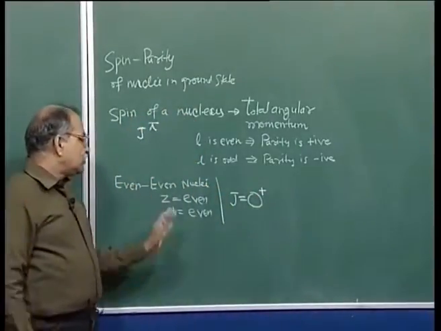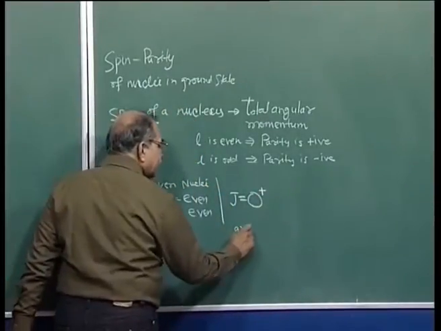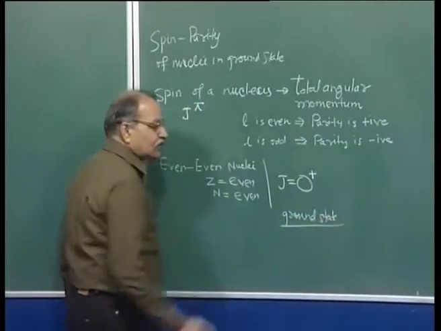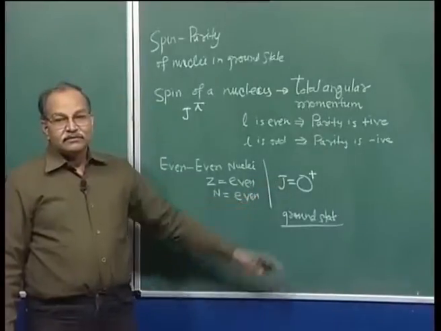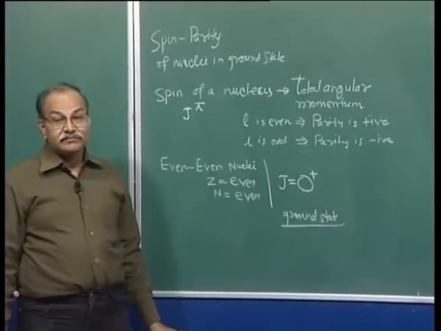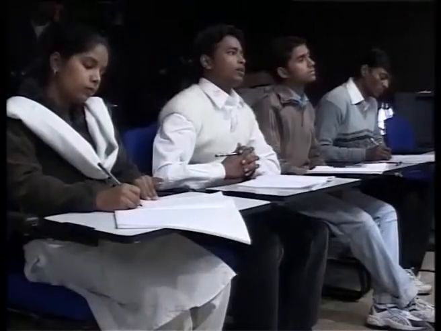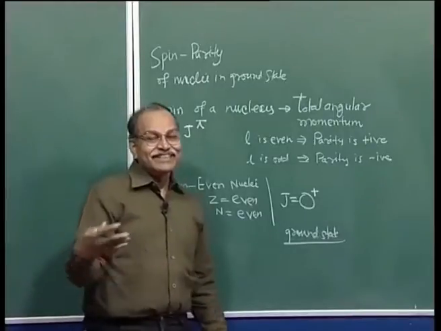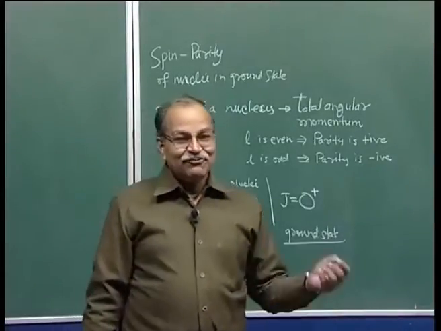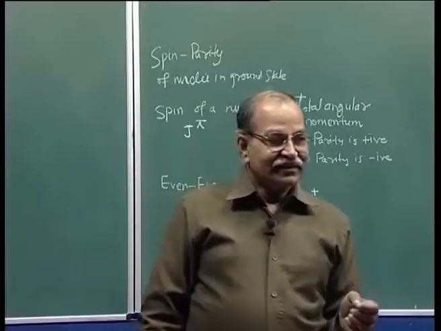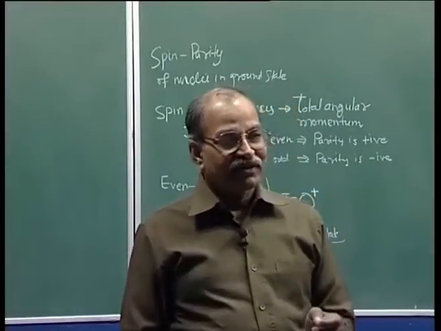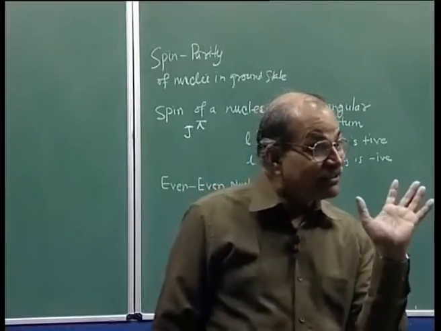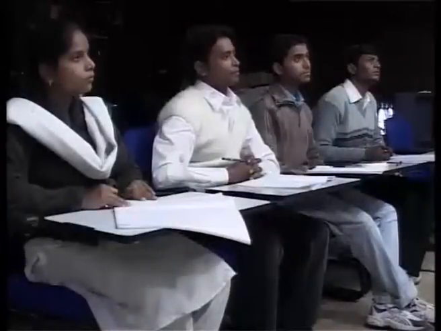All even nuclei in their ground state, remember, will have J, total angular momentum, but it is called spin of the nucleus. Why is it called spin? That is the terminology, that is the terminology you must remember. The word nuclear spin is meant for total angular momentum of the nucleus. So, that is the definition of the term nuclear spin.